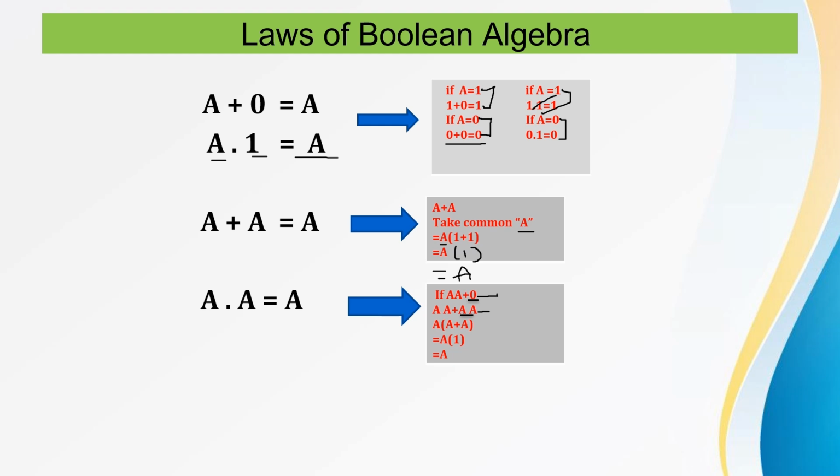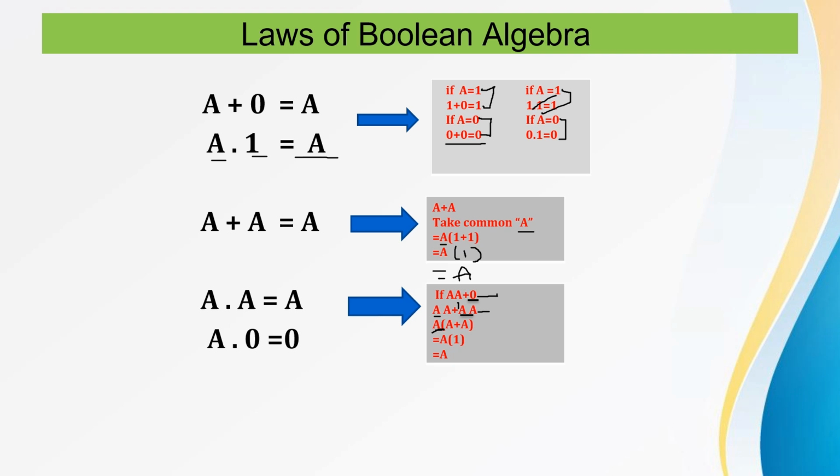Next, in this, a is common. Taking a common, a plus a bar, what I am getting is a into 1, because a plus a bar from the Boolean law is 1. So it is equivalent to a.